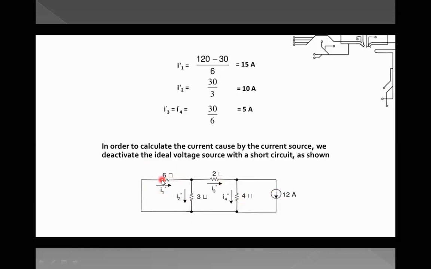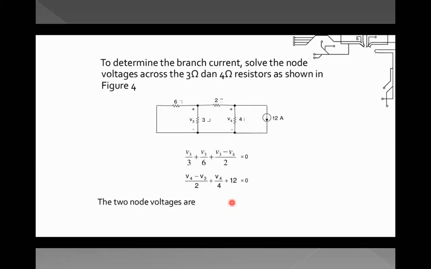So again the same resistances R1, R2, R3, R4, and the current in each branch we label as I1 double dash, I2 double dash, I3 double dash, I4 double dash. Now we will find the value of each branch current. To determine the branch currents, solve for the node voltage across the 3 ohm and 4 ohm. Here we take the node voltages at this node and this node. Let us say this is V3 and this is V4.